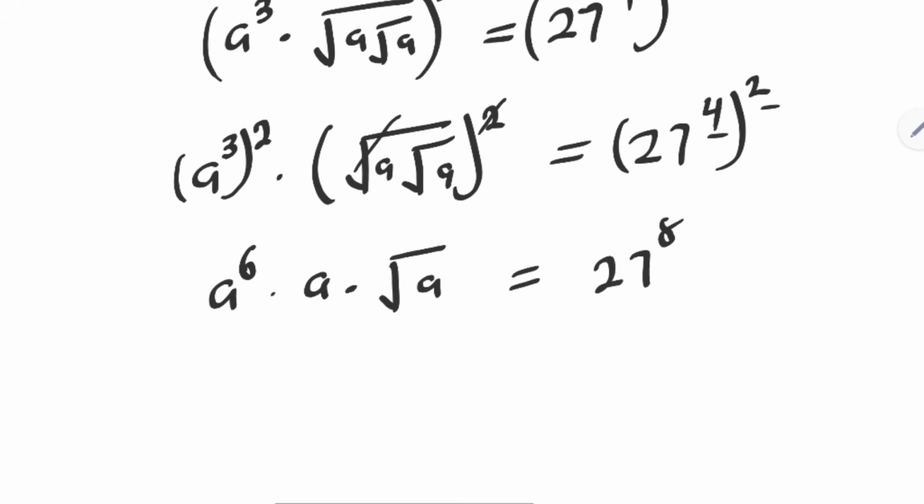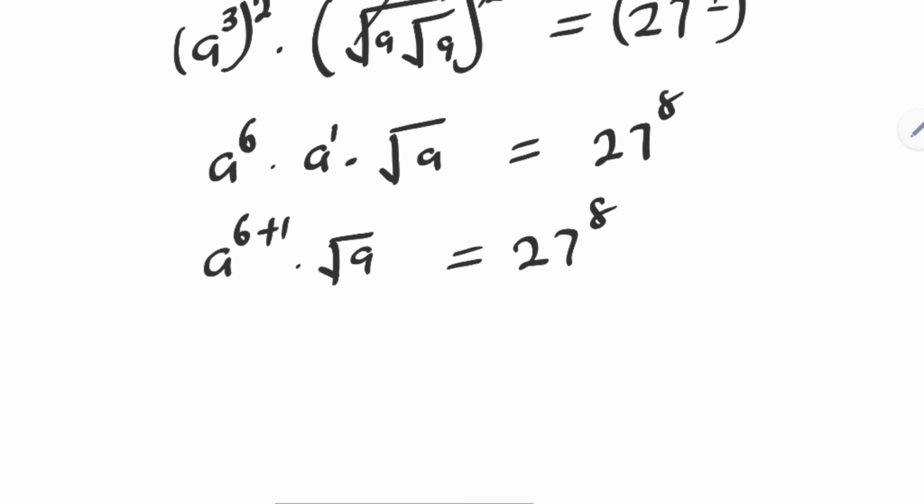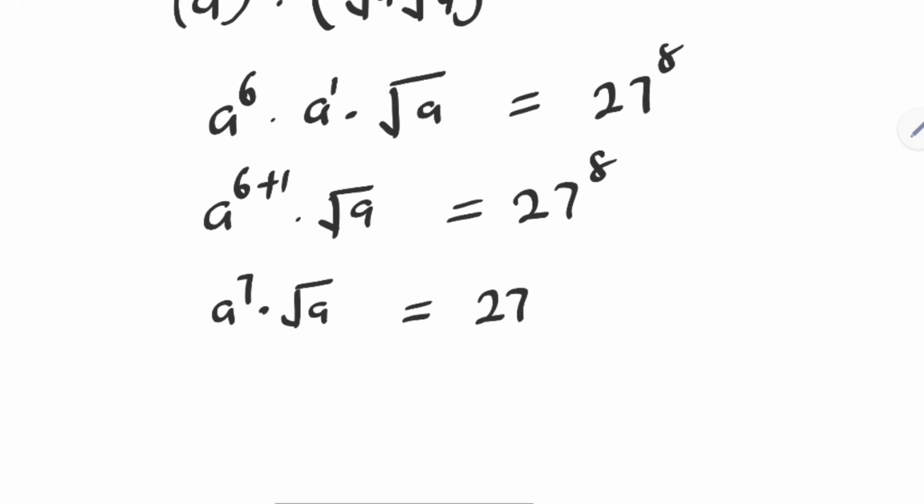So this is same thing as a over 1. We have a raised to power 6 plus 1 multiplied by square root of a is equal to 27 raised to power 8. Then this is a raised to power 7 multiplied by square root of a is equal to 27 raised to power 8.